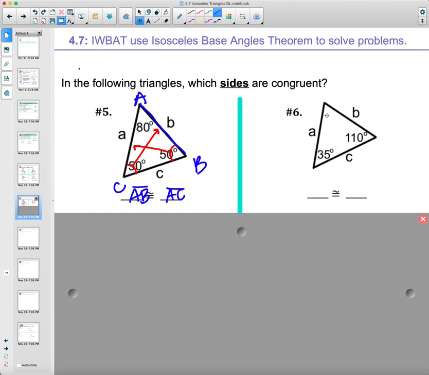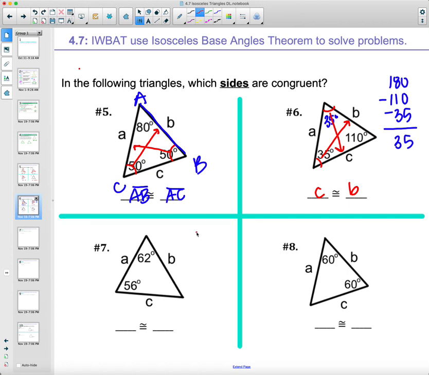So in number 6 here, we have a missing angle, okay? So you'd need to do 180 minus 110 minus 35, okay? Figure out what that is, and you end up with 35. So you found out that that angle was 35. So then you see that this angle is congruent to this angle, so across from those would give you the equal sides. So across from this 35 is C, across from this 35 is side B.